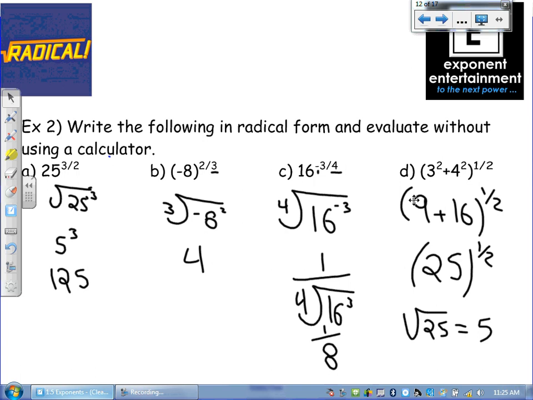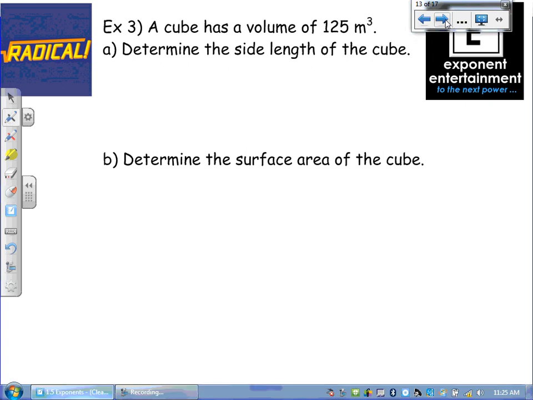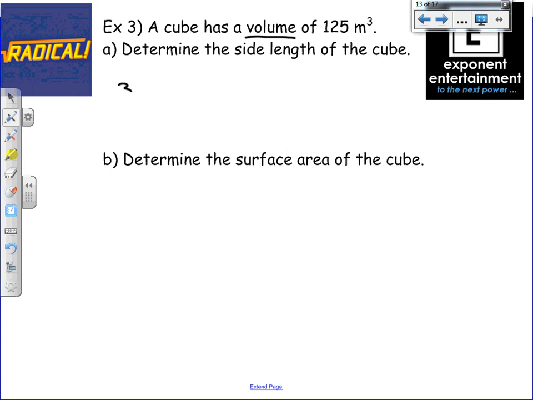How do we determine the side length of a cube? This is a review from other parts of the unit. How do you do it, Josh? You cube root the volume. So, cube root 125. That's the side length of a cube right there. That easy.